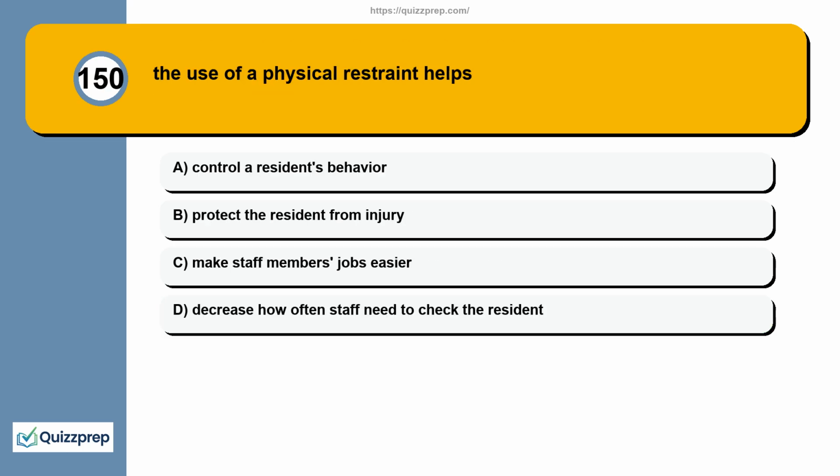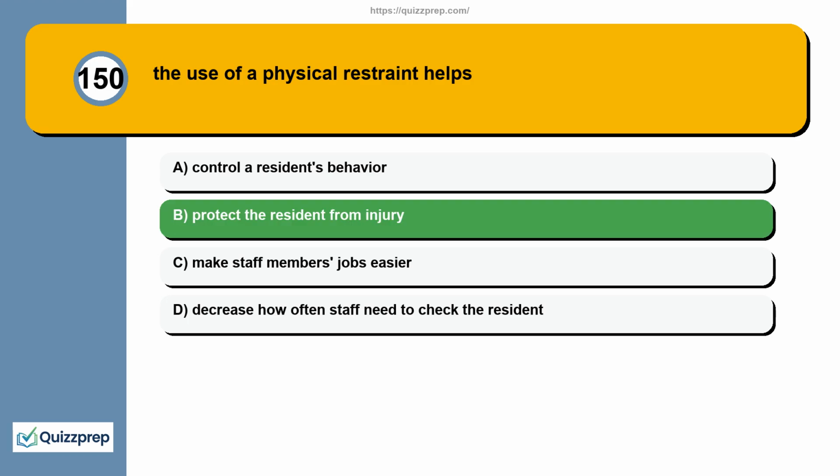Question 150. The use of a physical restraint helps: Option A, control a resident's behavior. Option B, protect the resident from injury. Option C, make staff members' jobs easier. Option D, decrease how often staff need to check the resident. The correct answer is option B, protect the resident from injury.